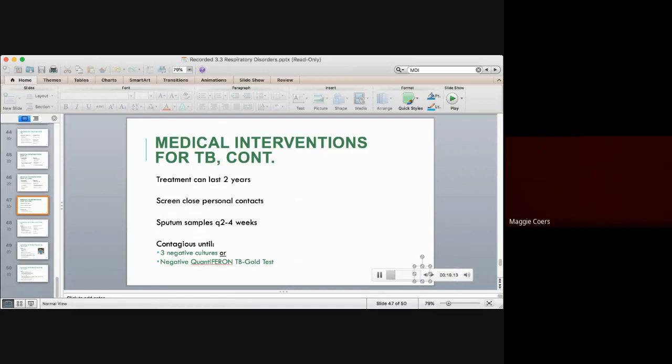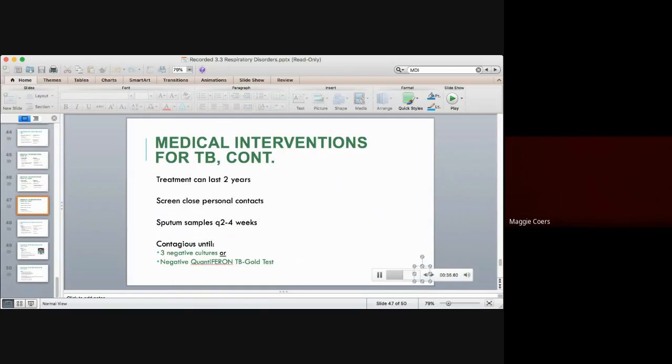Tuberculosis is a reportable disease to the state. So every patient who has contact will need to be screened as well. That's anybody in the household, anybody that the patient works with. So we have to screen close personal contacts.